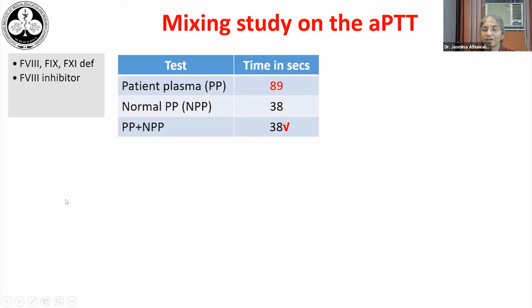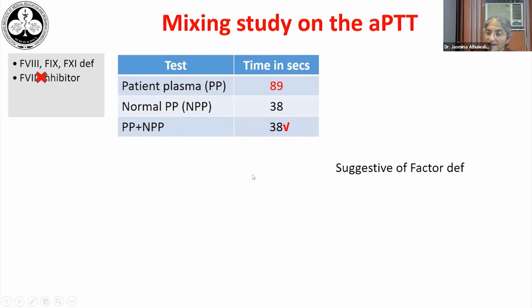To do this, we do what is called a mixing test, where we add equal volume of normal pooled plasma to the patient's plasma. Normal pooled plasma is a source of all coagulation factors, so the prolongation in the patient's clotting time will get normalized if there is a factor deficiency, due to that factor being provided by the normal pooled plasma. In this patient, his prolonged APTT was corrected on adding normal pooled plasma. It becomes the same as a normal. So this is a correction, and this is suggestive of a factor deficiency.